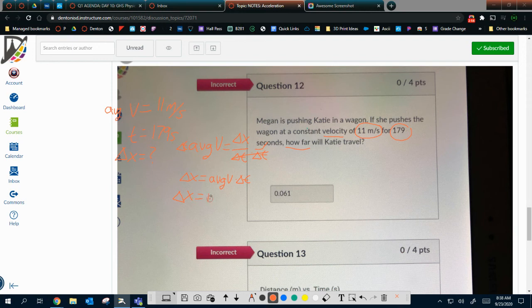So average velocity is 11 meters per second times our 179 seconds, which then, let's see here, gives us a displacement of 1,969 meters. And that should be it.